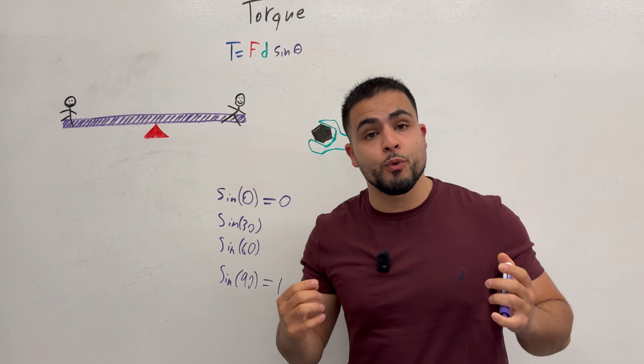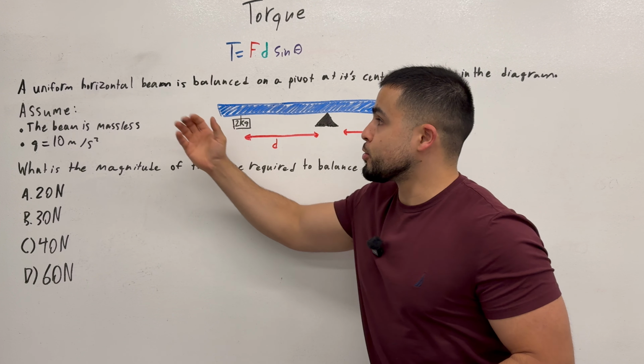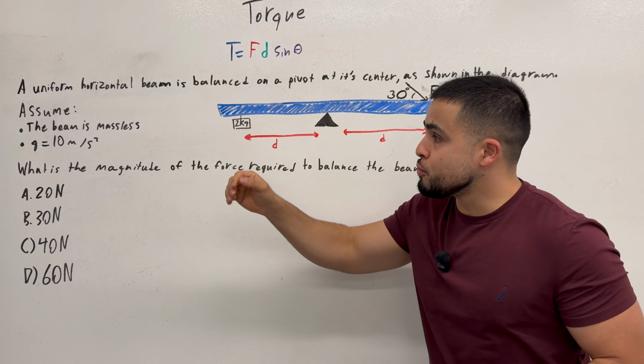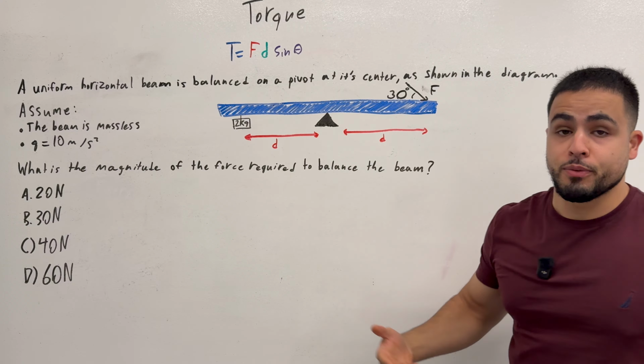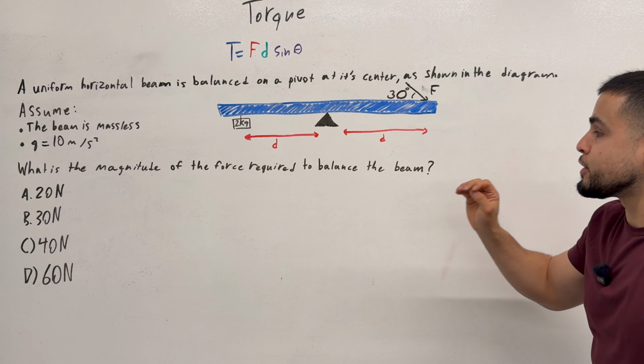let's take a real MCAT example that can show up on test day. All right, so the question reads, a uniform horizontal beam is balanced on a pivot at its center as shown in the diagram below. Assume the beam is massless and the acceleration due to gravity is 10 meters per second squared. What is the magnitude of the force required to balance the beam?